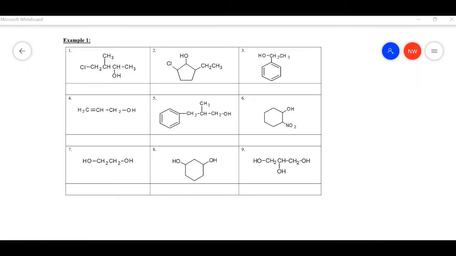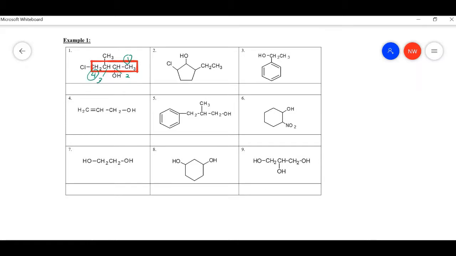Okay, so kita tengok contoh example 1 sampai example 9. So untuk contoh yang pertama, cari dulu the longest carbon chain. Okay, 1, 2, 3, 4. So I choose the longest carbon chain ni adalah di sini. Okay. Jadi I nak buat numbering. Kalau I boleh buat numbering, so OH tu I akan letak the lowest number possible. So numbering I will start from here. Ini nombor 1, carbon nombor 1. Ini carbon nombor 2. Ini carbon nombor 3. Ini carbon nombor 4. Okay.